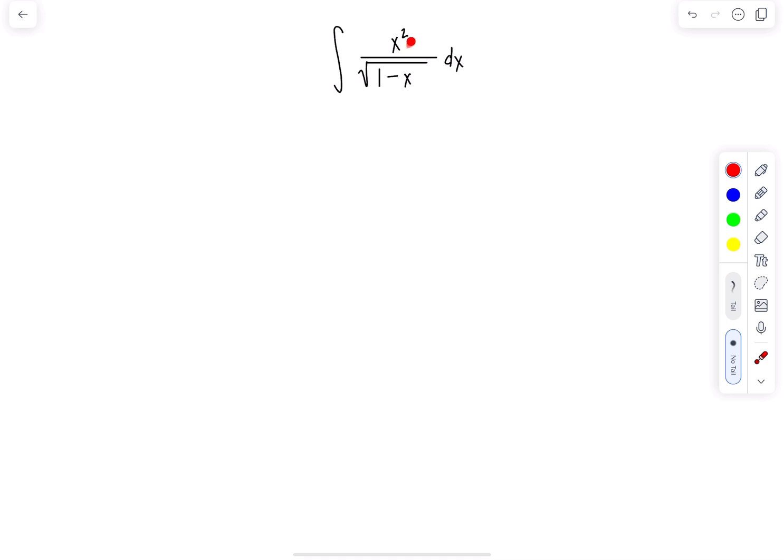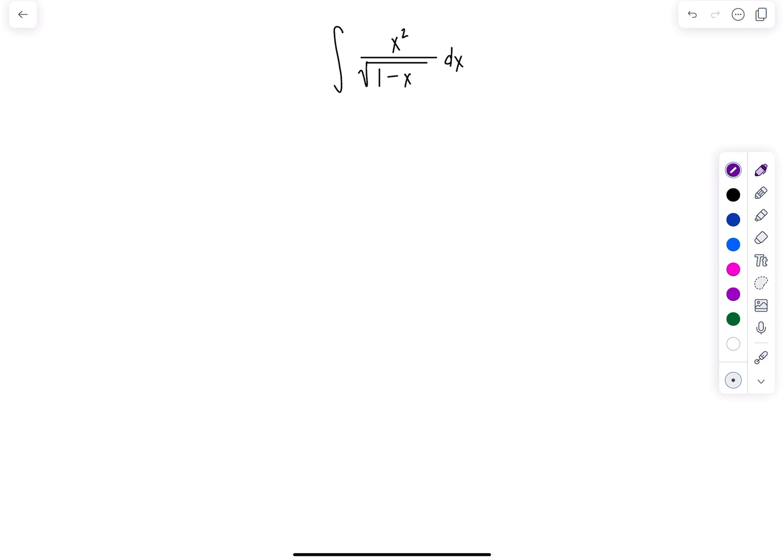Notice here we have an x squared in the numerator and rad 1 minus x. There's a couple different choices you could make for what to let u equal that will still lead you to the correct solution. I think the cleanest way, though, after doing it several times, is what I'm going to show you right now. So we're going to let u equal just 1 minus x, okay?